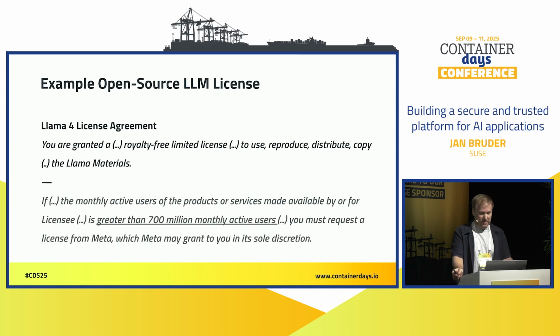On the other hand, there's some interesting stuff also in the license. I found this very interesting, where they say that if you have more than 700 million monthly users, then you need to request a license from Meta, which they might refuse. I don't know how many companies this is really applicable to. So I guess it's probably competitors of Meta, like another social network or something like that. So I found this quite interesting.